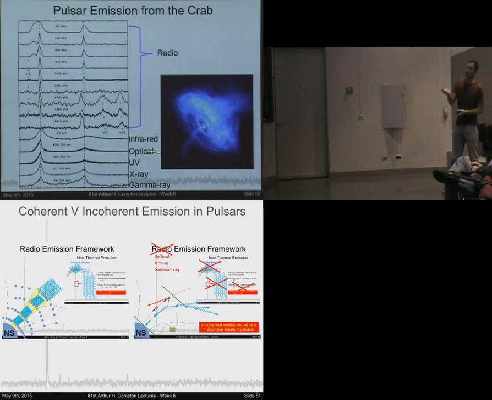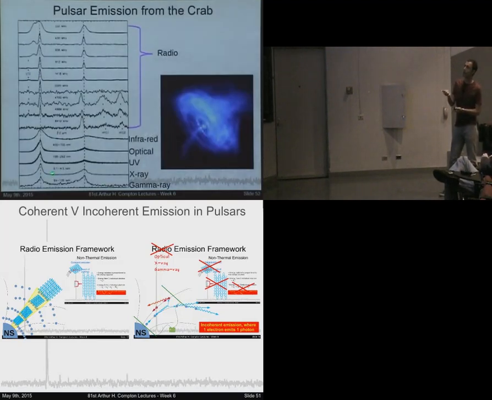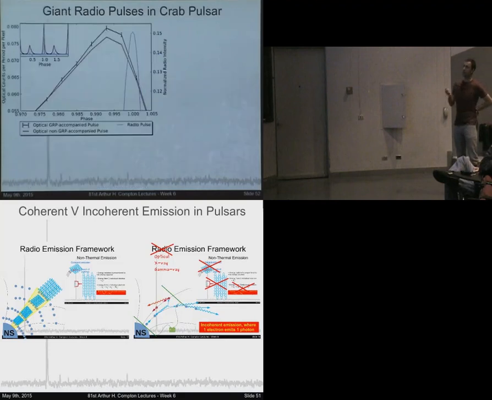optical, X-ray, gamma ray. Let me just go back. So what the next plot is showing you is a zoom in of this peak. If you took this peak here and zoomed in, you'd see the following. That exploded view is up in the corner with the zoom in. So this is where the radio peak happens. And this is where the optical peak happens. So the optical peak happens 0.5% or so earlier.